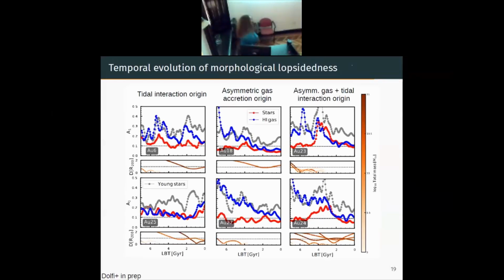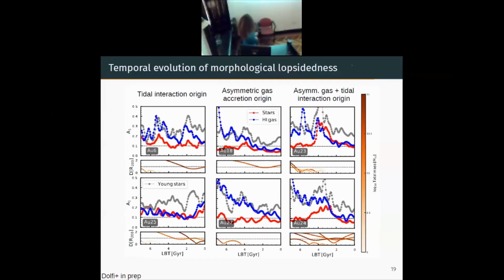So to better understand this, we look here at the temporal evolution of the lopsidedness in the last 7 gigayears of the galaxy history. In this figure, the main panel shows the evolution of A1 in both stars and H1 gas, while in the bottom panel, we show the orbits of the most significant interacting and merging satellites, normalized by the virial radius of the galaxy, where one virial radius is represented by the dashed line.